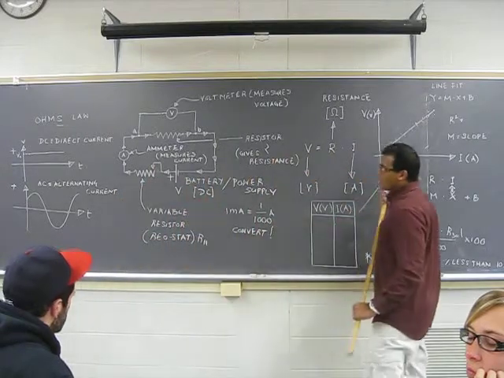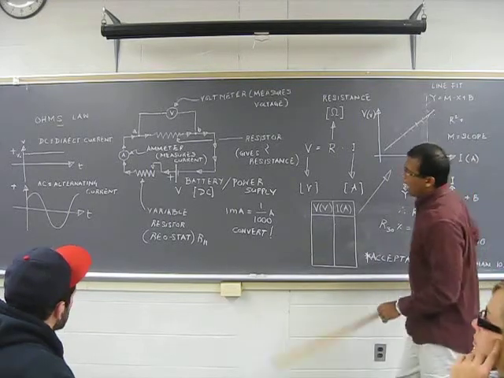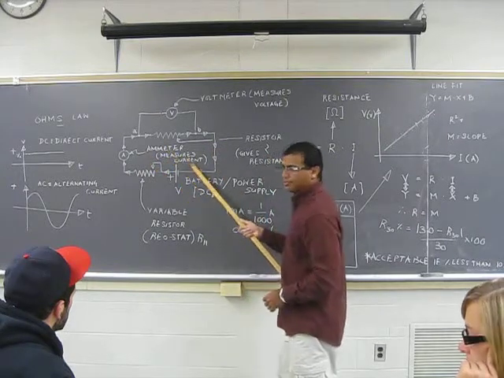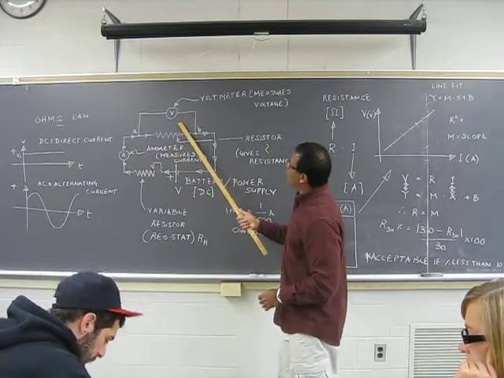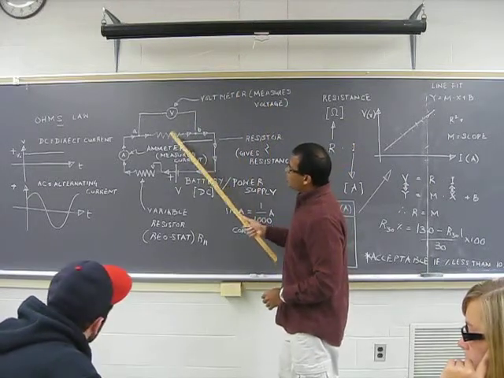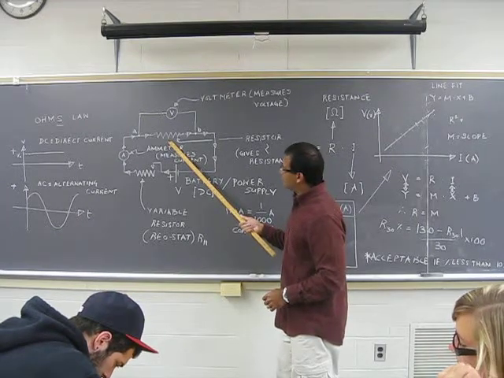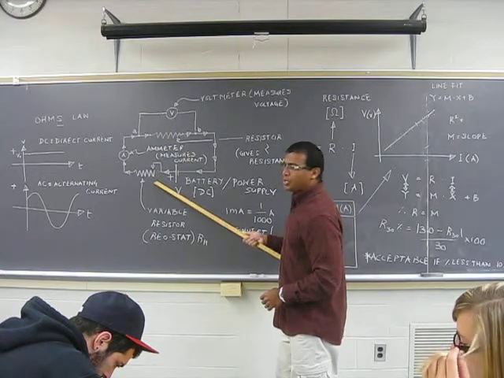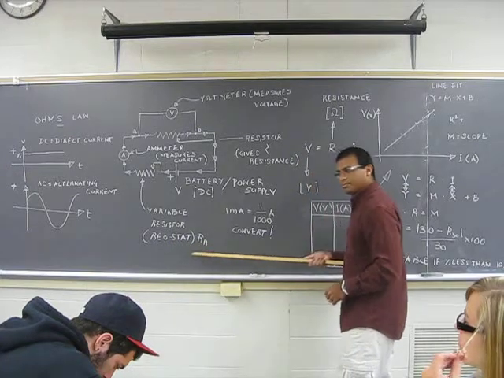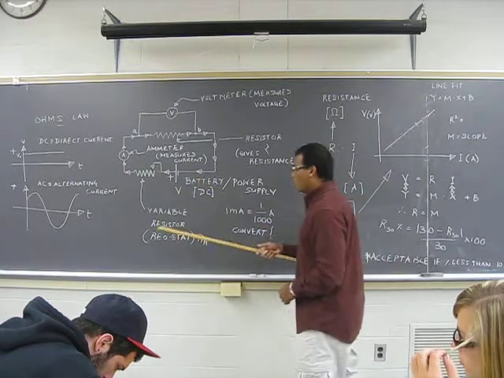Okay, so let's look at this circuit and let's try to identify the components. We have an ammeter. Ammeter measures the current. And we have a voltmeter that measures the voltage. So also we have a resistor as our device. And this is another resistor that is a variable resistor. And it's also called a rheostat. It's a technical term. Okay?